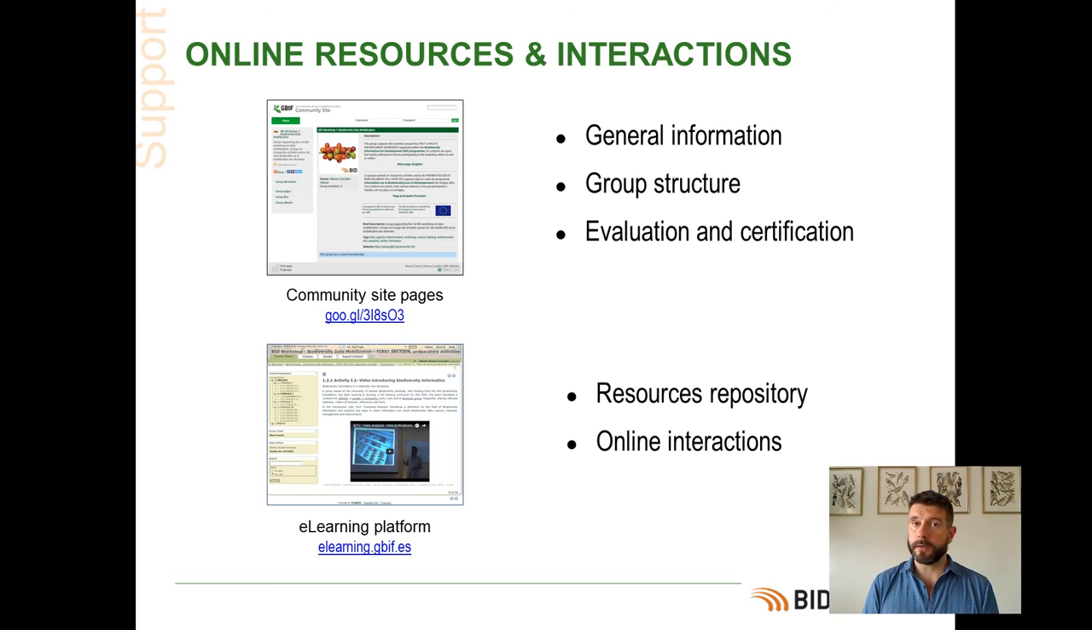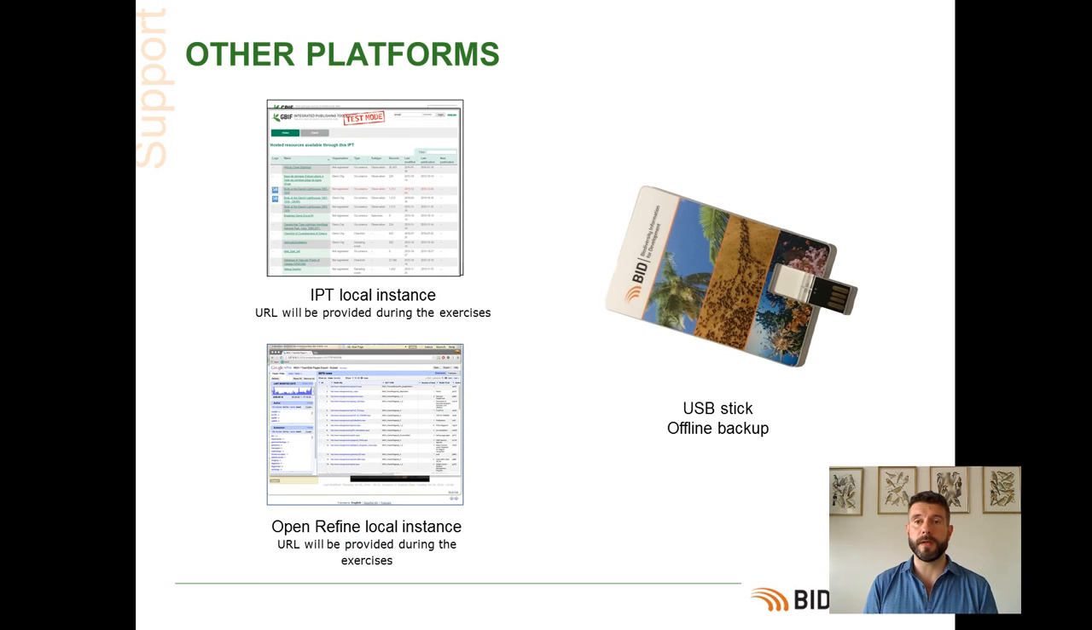As I mentioned, we're going to use several platforms to complete the activities. Here you have once again the community site pages where the generic information about the workshop is, including the group structure and some generic information about the evaluation and certification. We will also use, as I already mentioned, the learning platform. The address is over there, and we will use it to access the resources, but also to be the base for all the online interactions. Although there are also other mailing lists that we can use besides the e-learning platform.